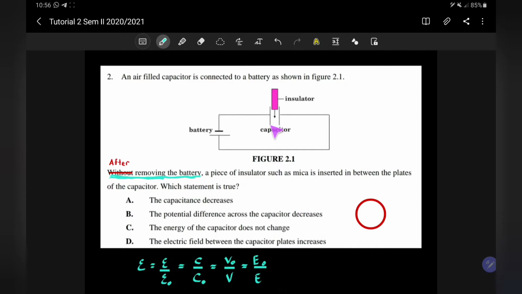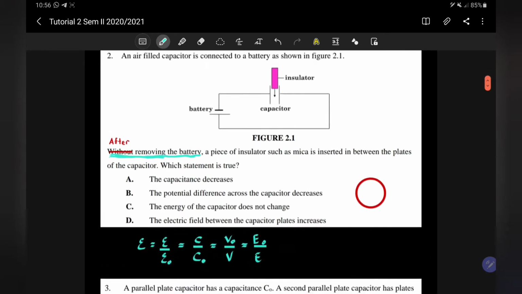Remember, by inserting the insulator, we may increase the capacitance of the capacitor. But in this case, there is no more power supply, which means the charges still remain constant. There is no change in charges. Alright, so based on that, we just refer to the equation.